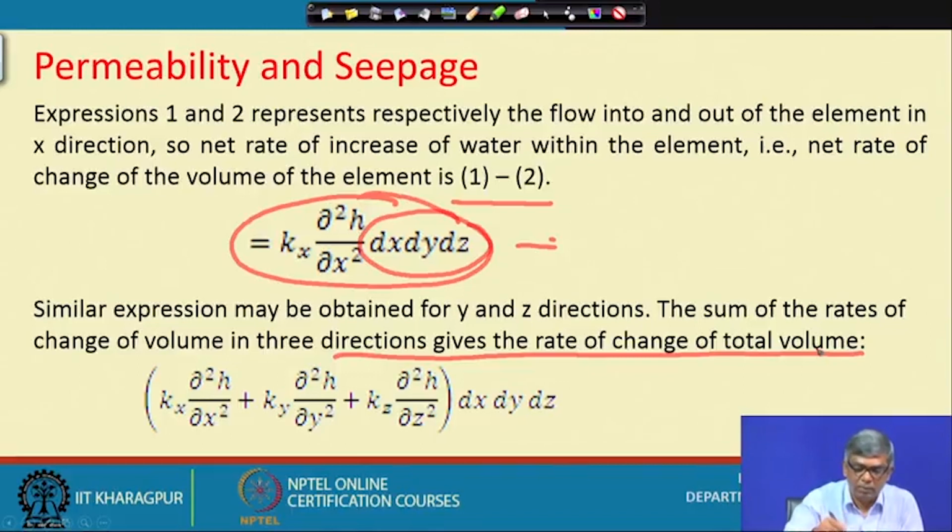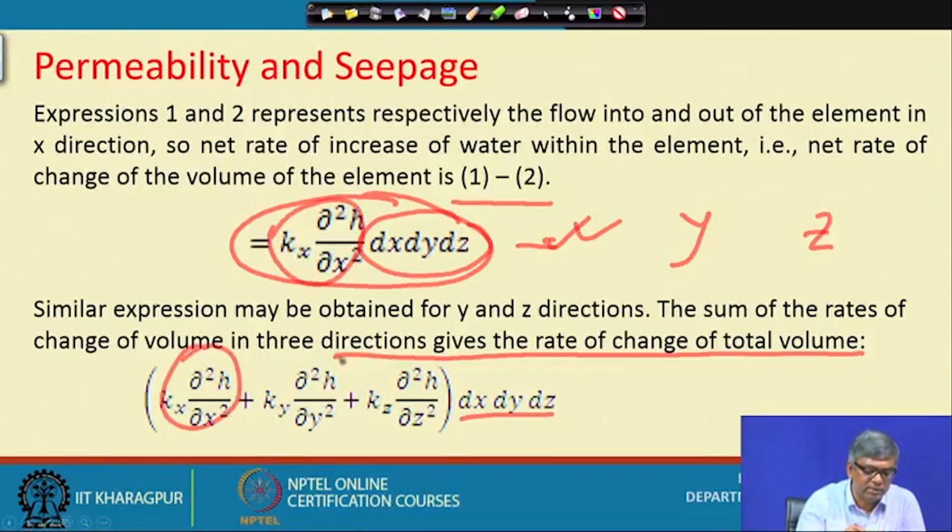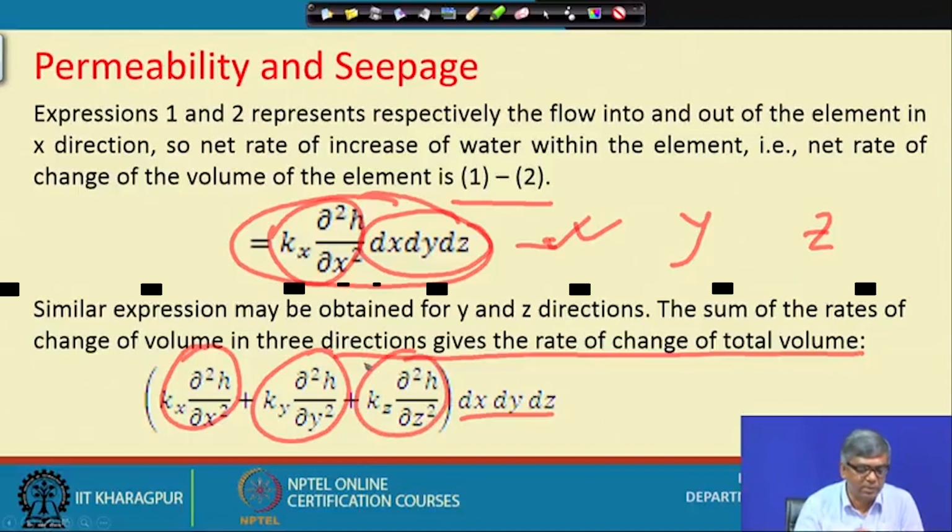So, I have got x direction; following a similar procedure I can get it for y direction, and for z direction. All three can be added, and that will give you the total change of volume. If I add this, everywhere dx dy dz will be there, so it will be taken out. This initial part is for x direction, this one for y direction, this one for z direction. So that means this will be the total equation for change of volume.